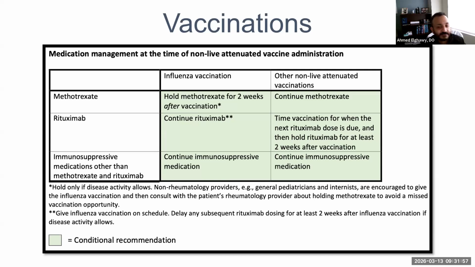If you are on methotrexate for things like rheumatoid arthritis or psoriatic arthritis, we typically hold methotrexate for about 2 weeks afterwards. That way it improves the efficacy of the vaccine. It can blunt it if you continue through.